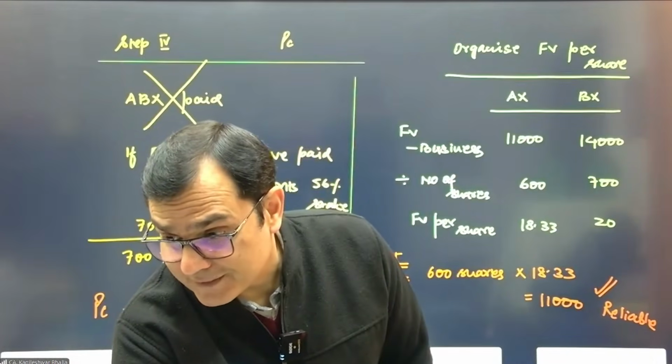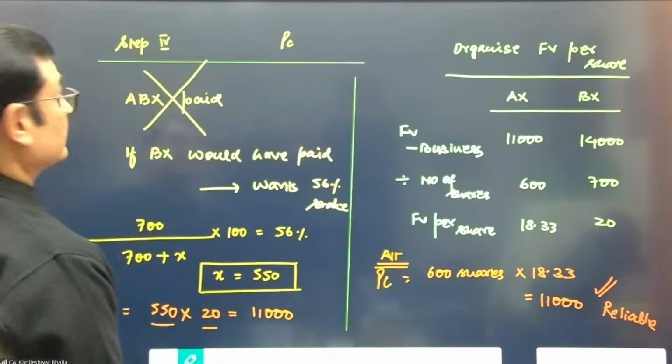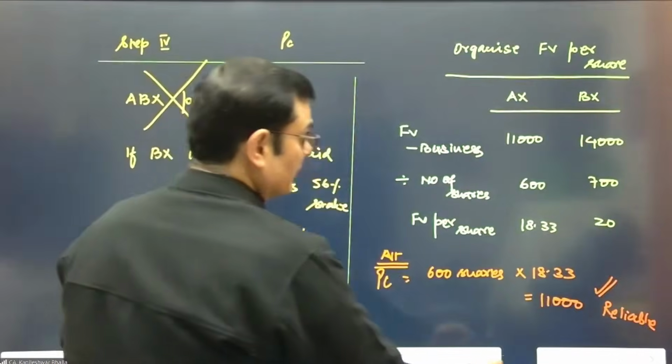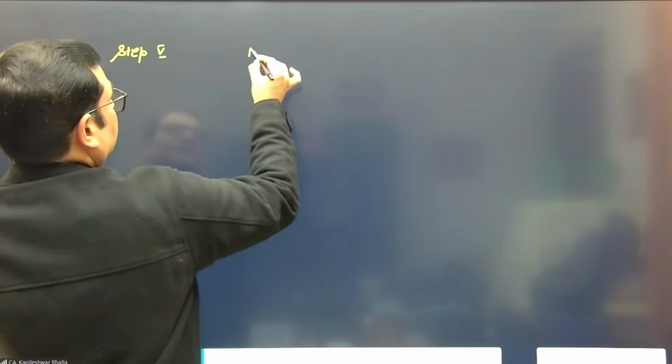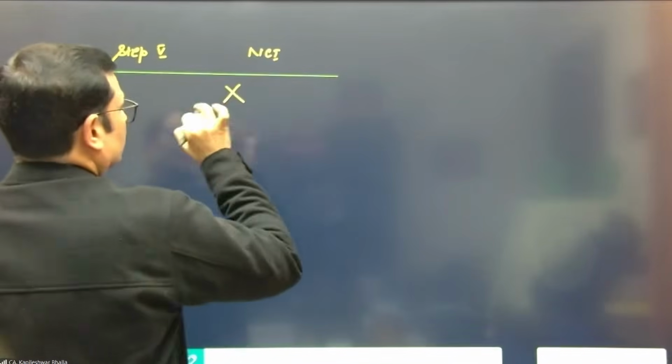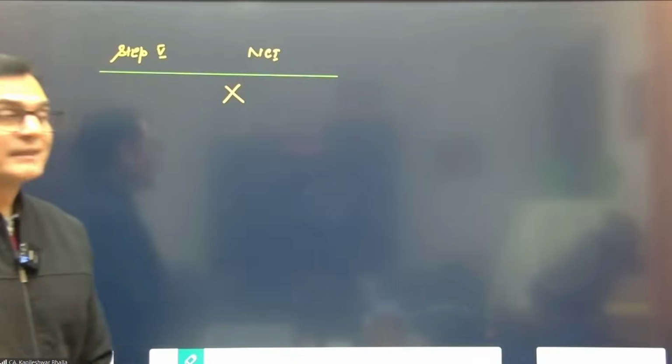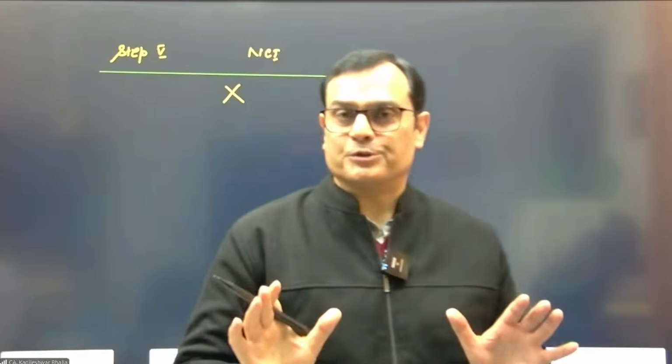Okay, wonderful indeed. So this is the step number 4. Now let's go to the step number 5. Here we calculate the NCI. But again, there is no NCI given in this question. I'm not given any status on the NCI calculations.